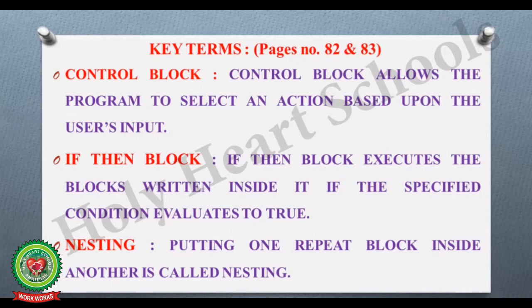Here you can see the control block allows the program to select an action based upon the user's input. Or we can also say that the control block is used to control the sprite's action as per the inputs we have given. The next block is the if then block.